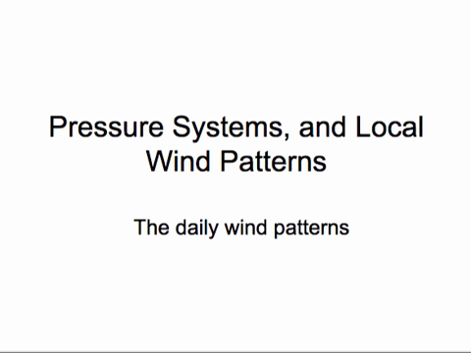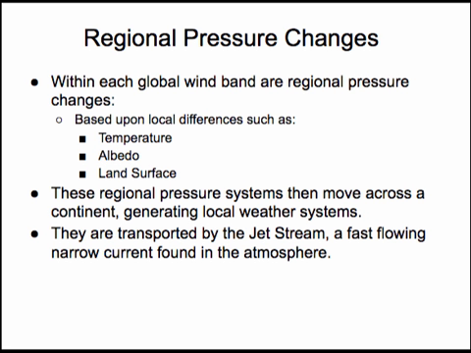So what's happening, because we do have wind and we do have weather, on this local, more regional level? So, regional pressure changes. Within each global wind band are regional pressure changes. And we've touched upon some of these things already. We've talked about temperature, so seasonal temperature. You can also talk about even the difference between Florida and Maine, which has a much different temperature.